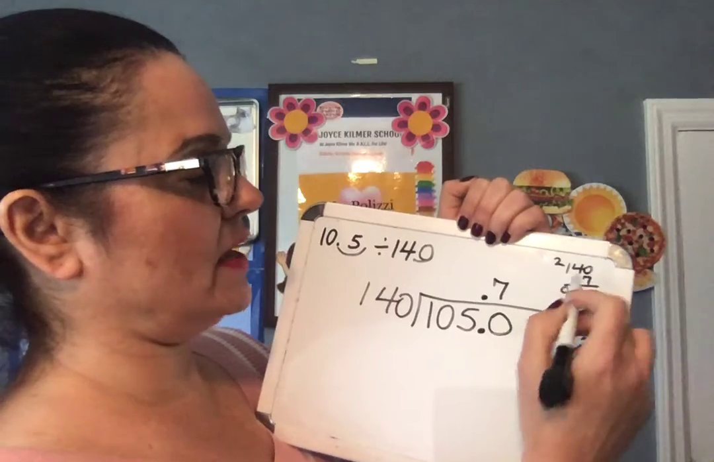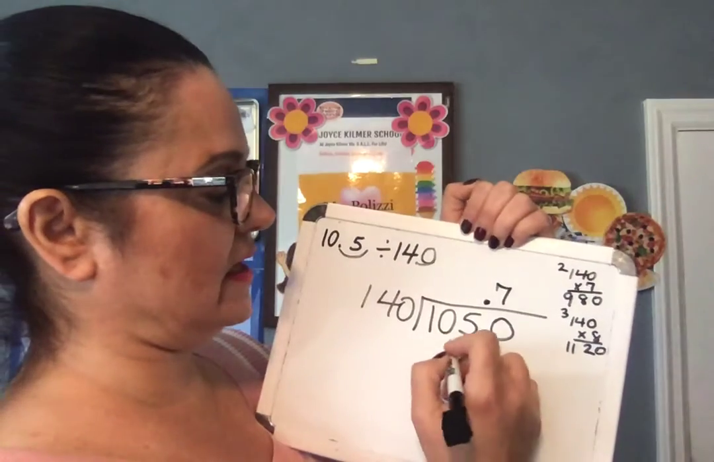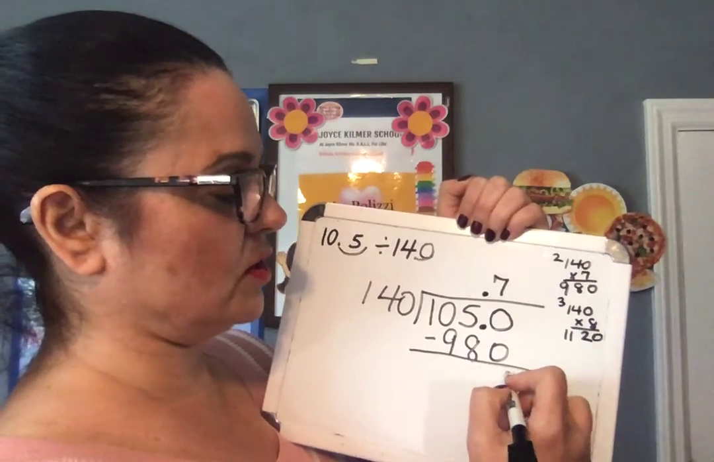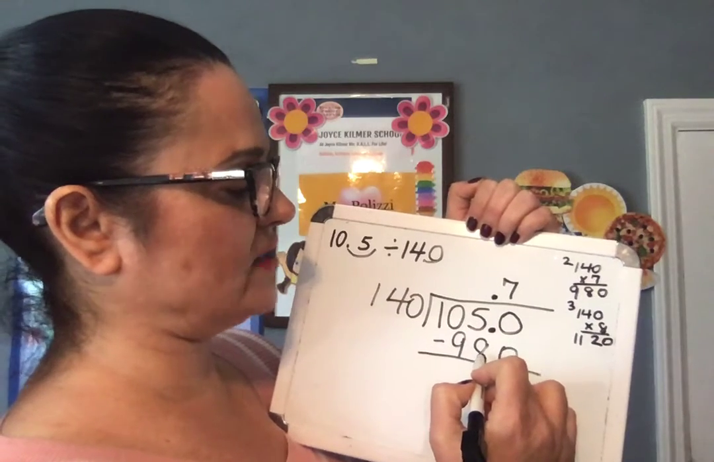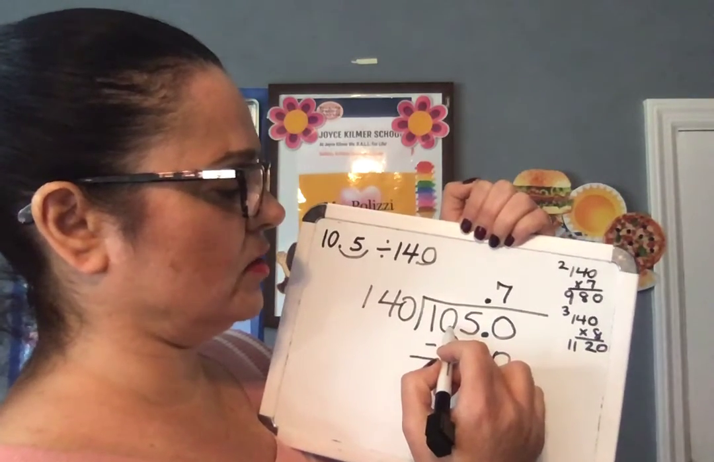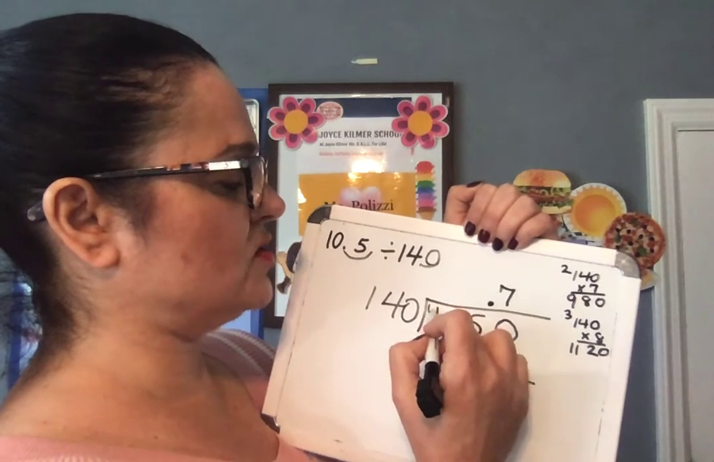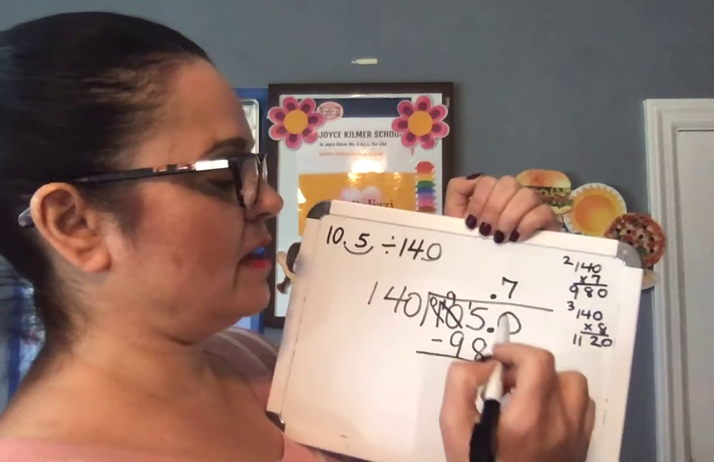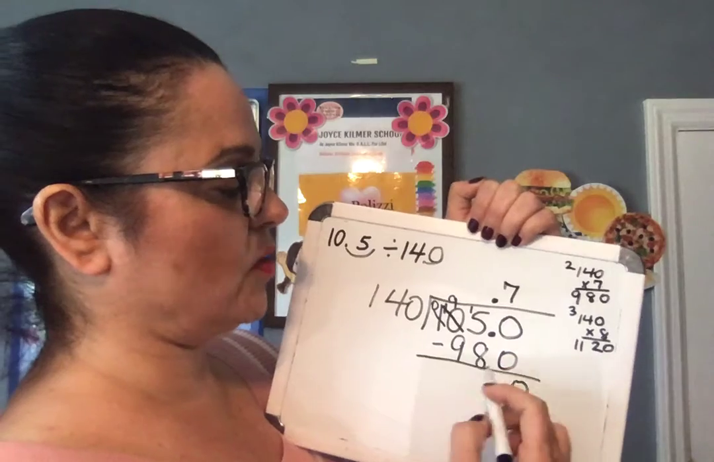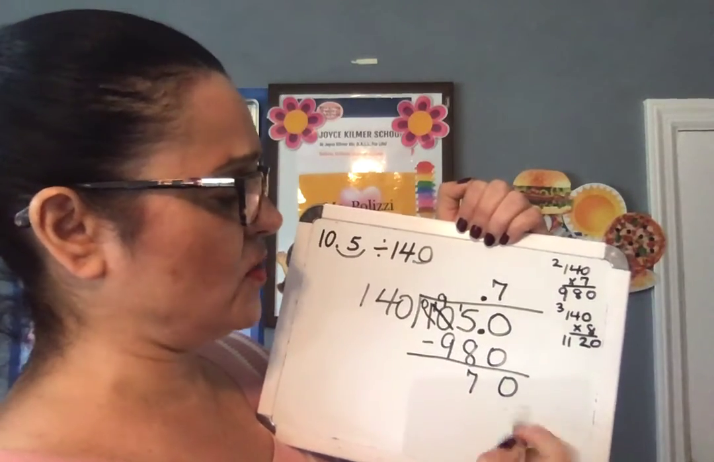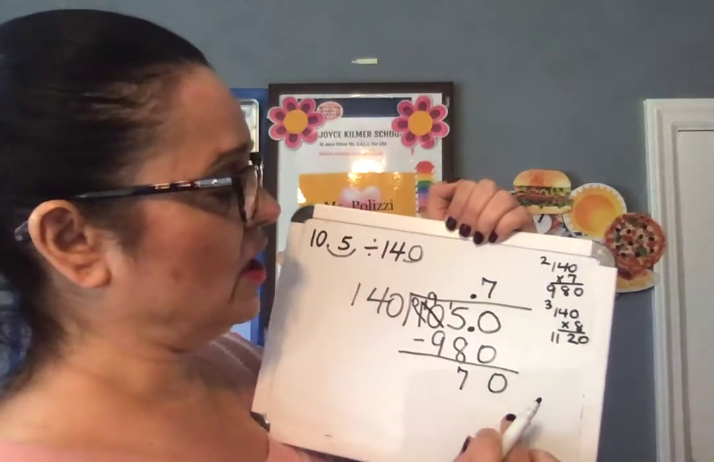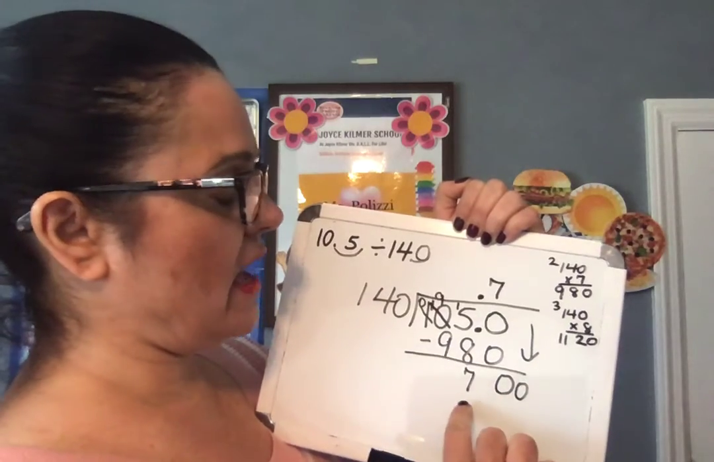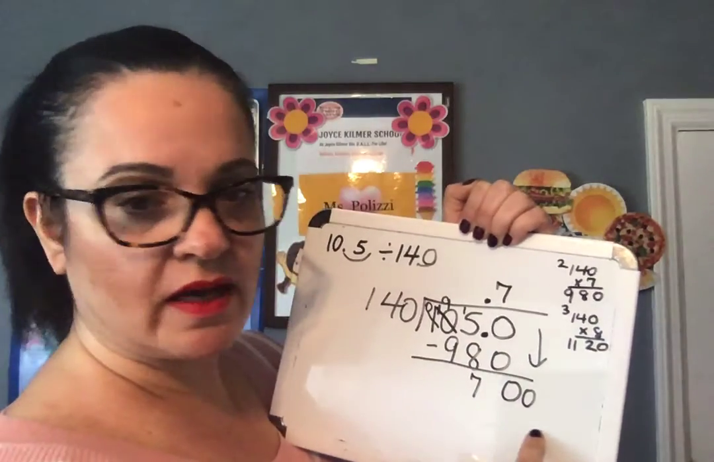So since 140 times 7 is 980, I'm going to put that underneath, and we have to subtract. 0 take away 0 is 0. 5 take away 8, well, that's too small. I can't borrow from the 0, so I'll borrow from the 1. Make it a 0, make this a 10. Now I can cross it out, make it a 9, and make that a 15. 15 take away 8 is 7. So now we still have a remainder of 70, so we're going to add another 0. And we can say, how many 140s can we take out of 700?